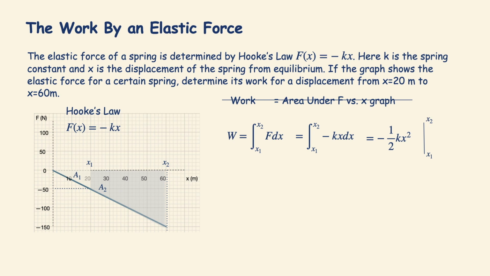So what is left here is just to put those limits and evaluate the work. So the work comes out to be minus 1/2 kx2 squared minus minus, which flips to plus again, 1/2 kx1 squared. We are back to the opposite of the change in the potential energy.